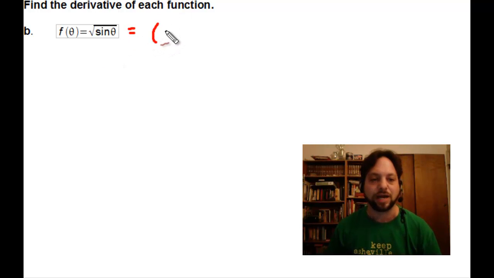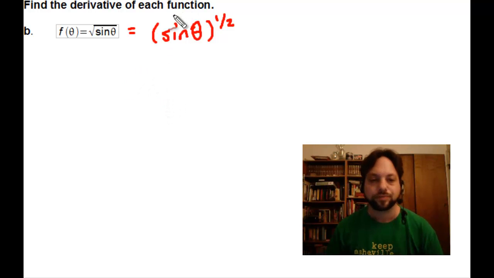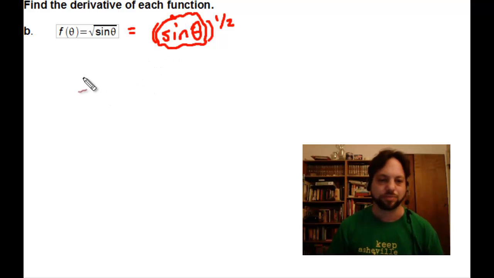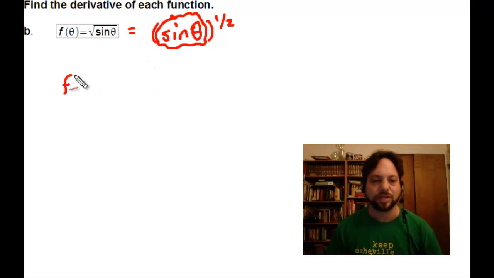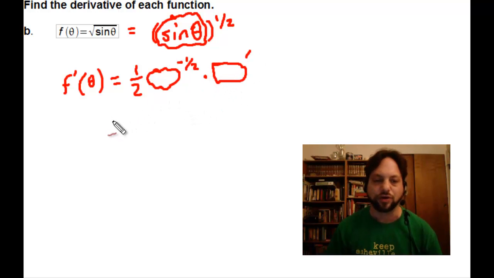If not, it might help you to rewrite this as sine theta to the 1/2 power. Now do you see the inside and outside part? I hope you do. The sine theta is of course going to be the blob of this problem, if you will. And if we want to differentiate, all we're really going to need to do is drop the exponent. And so we'll have 1/2 blob to the negative 1/2 power. And then all we'll need to do is just differentiate the blob. So nothing too difficult here.